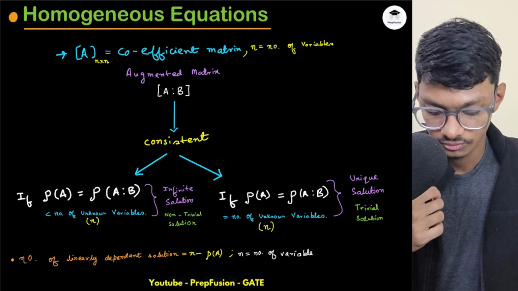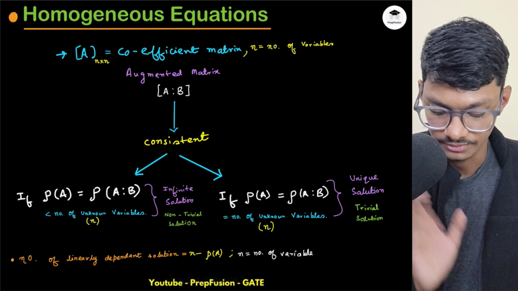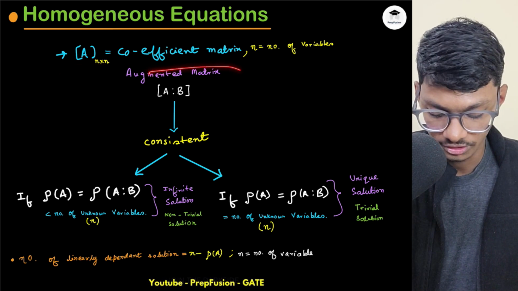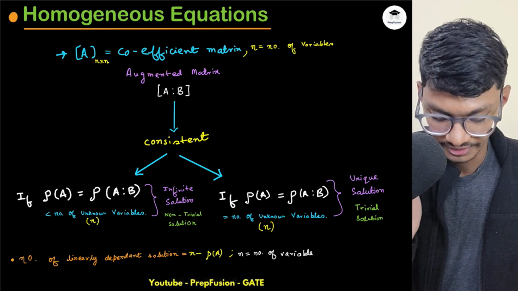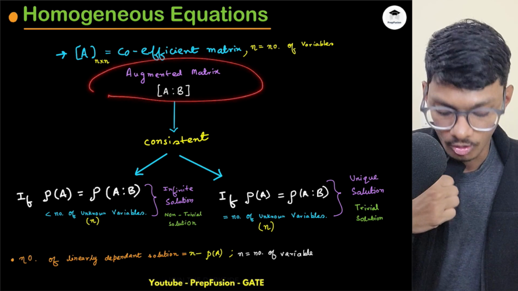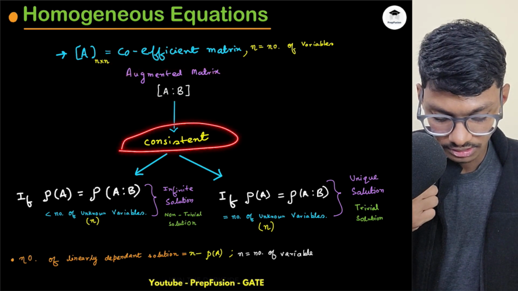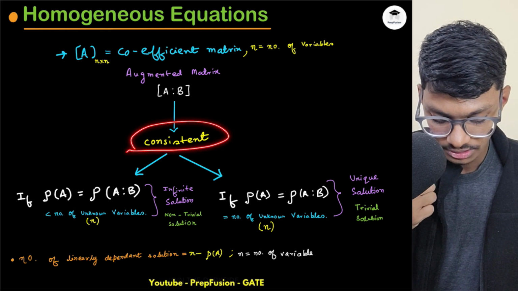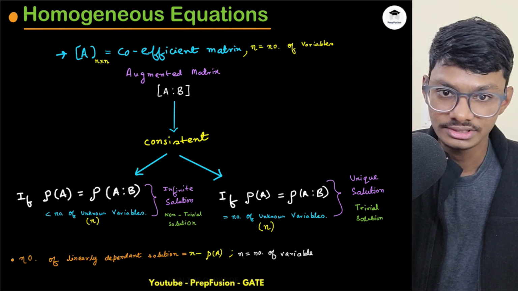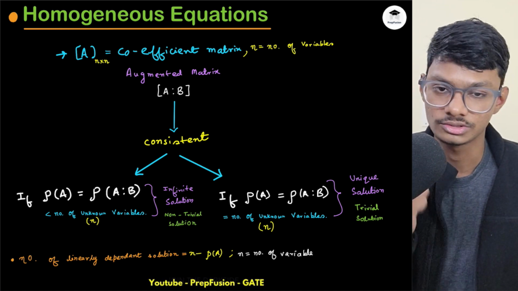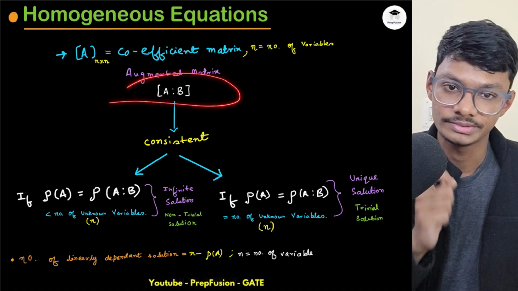Today we'll learn about homogeneous equations. A is a coefficient matrix that we already know, n cross n, where n is the number of variables. Now we have an augmented matrix, and the augmented matrix is always consistent. There is no case of no solution, because it will always be consistent.